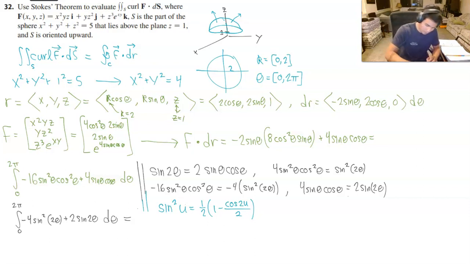Okay, but what do we want? We want something like this. So we have -4 sine squared 2 theta. So what that means is that if we have -4 here, then we have to have a -4 on this side. Essentially, if you times this guy by -4, you have to times this guy by -4.